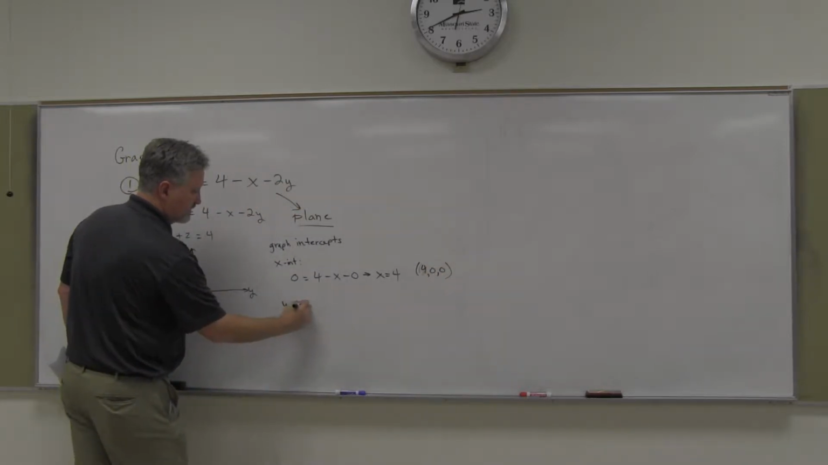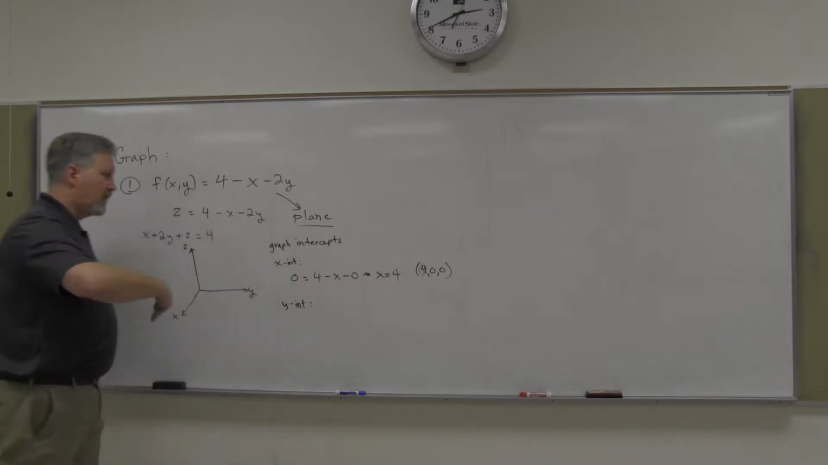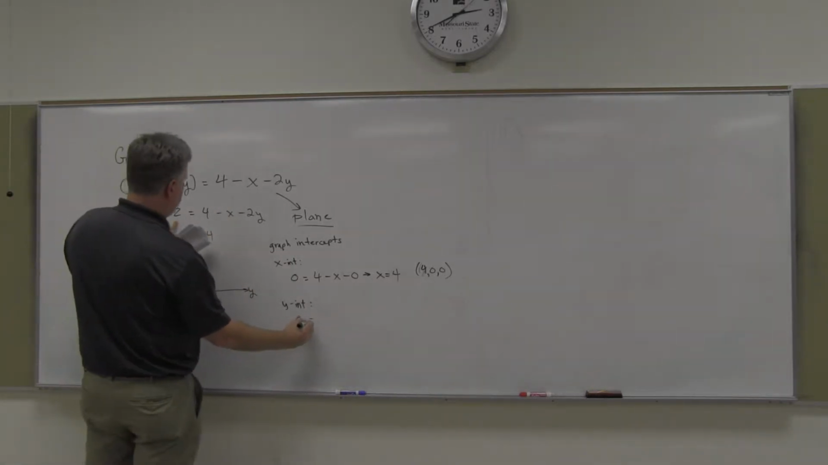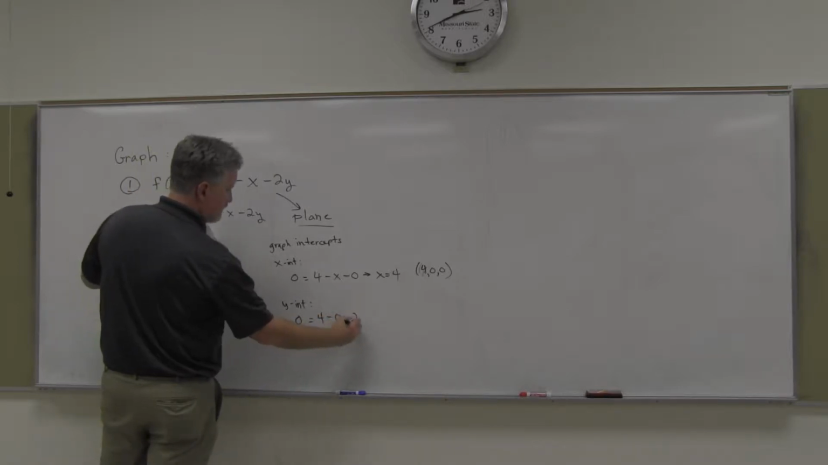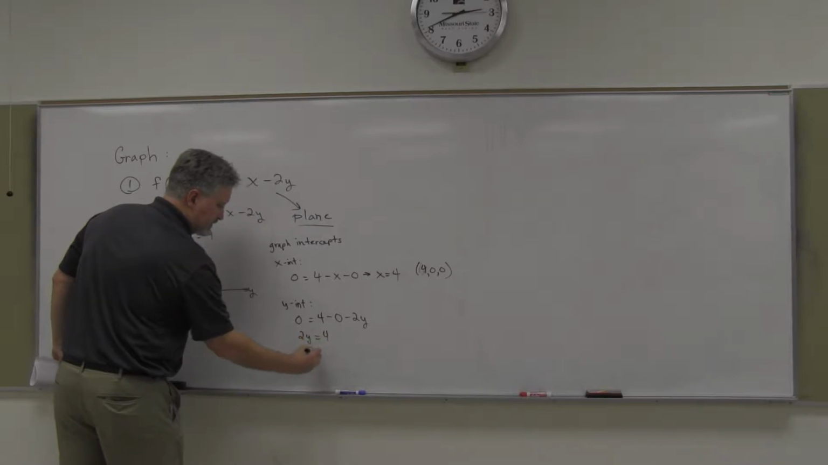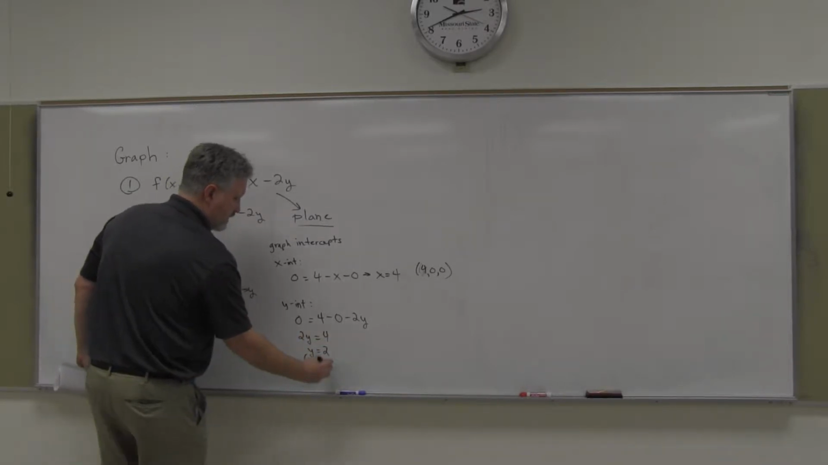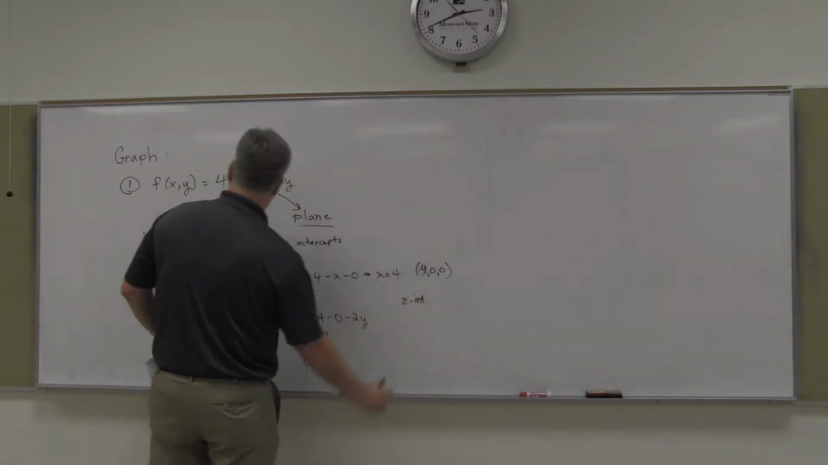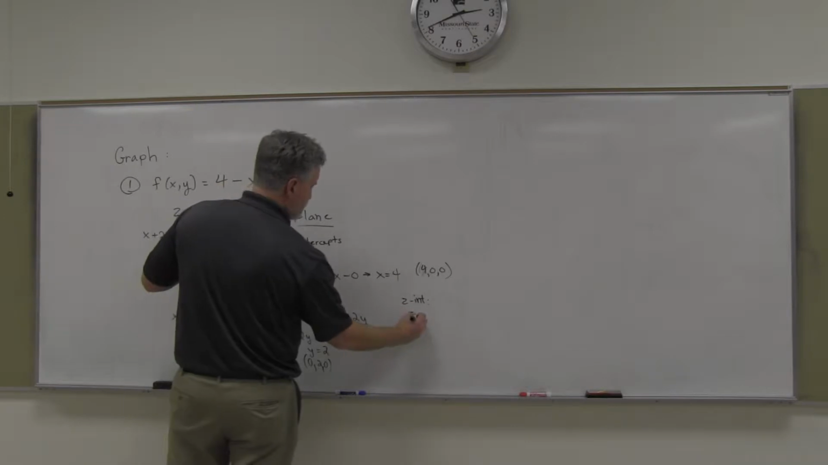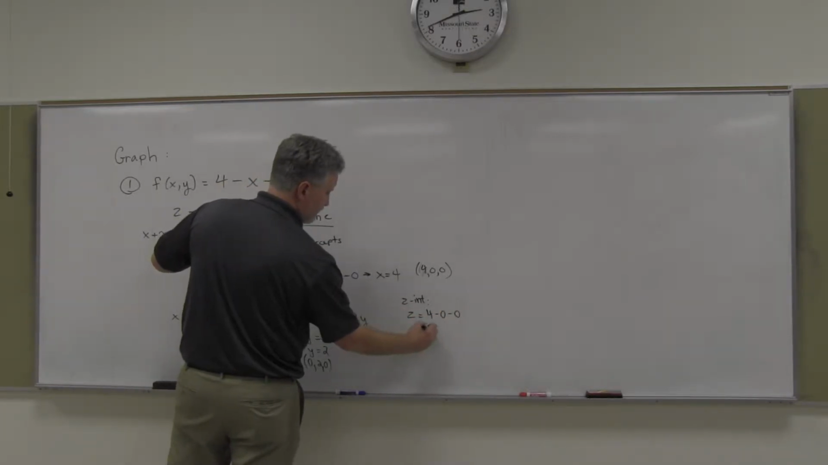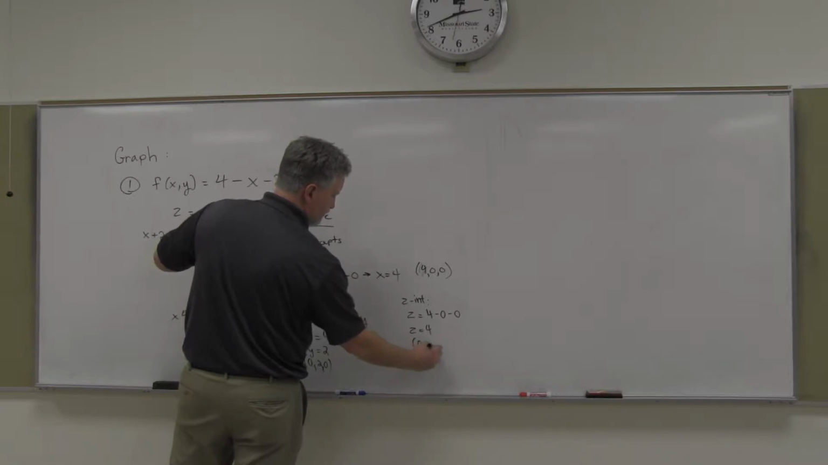Y-intercept, same deal, except the x and the z are 0, so what will that be? 2y equals 4, that's y equals 2, so that would be (0, 2, 0) for my y-intercept. And then the z-intercept, last but not least, z would equal 4 minus 0, so z equals 4. That's another point, (0, 0, 4).